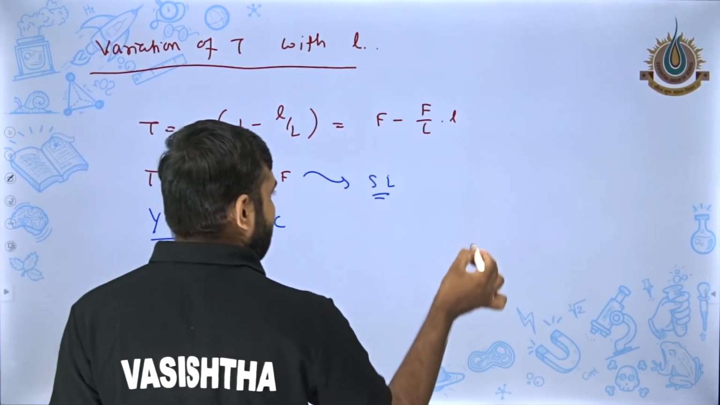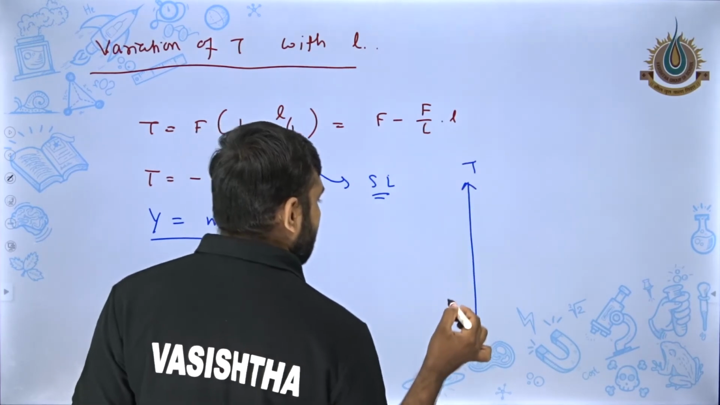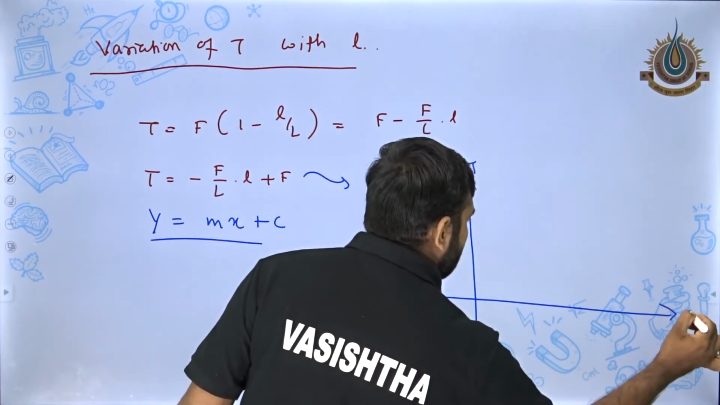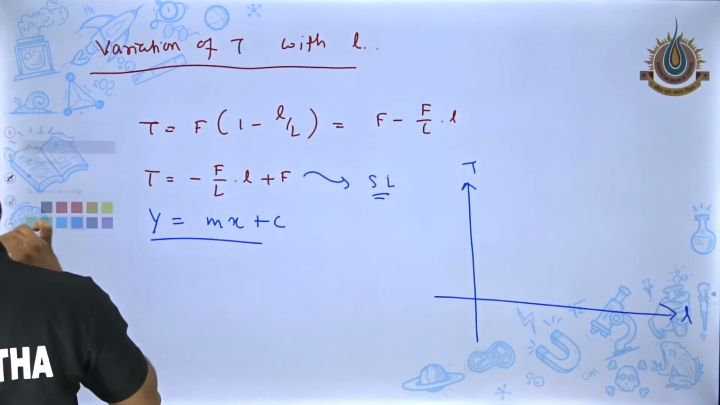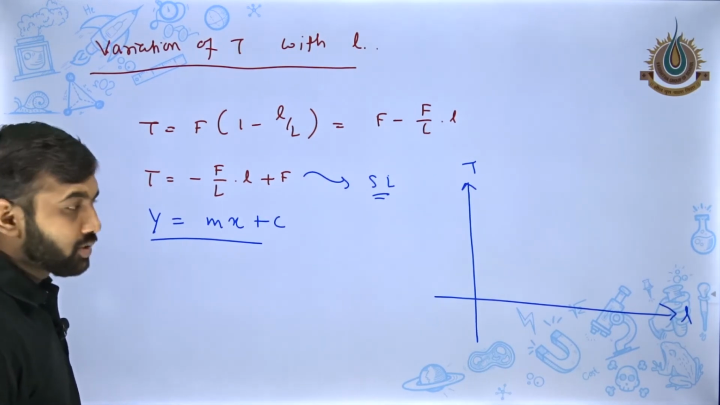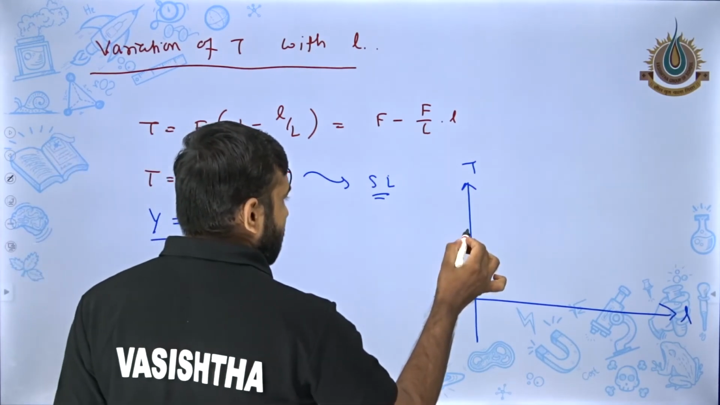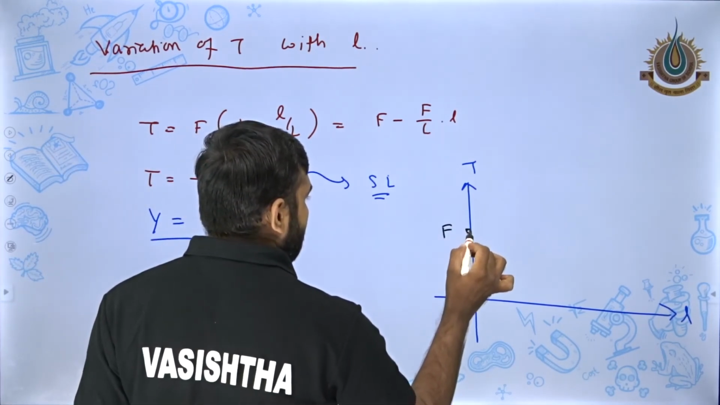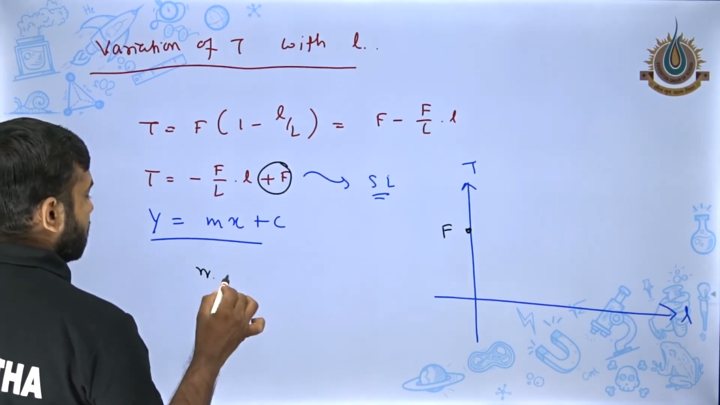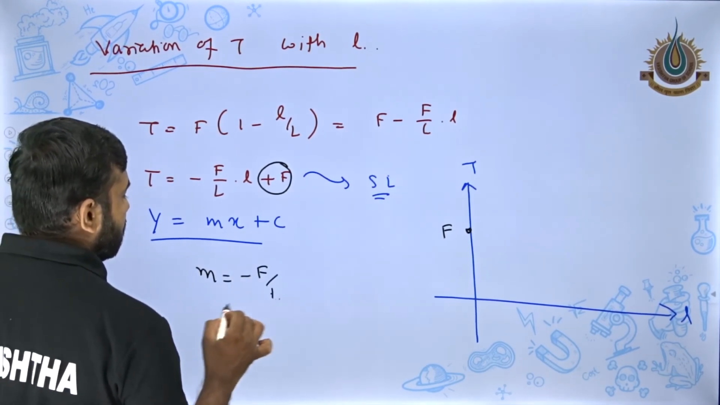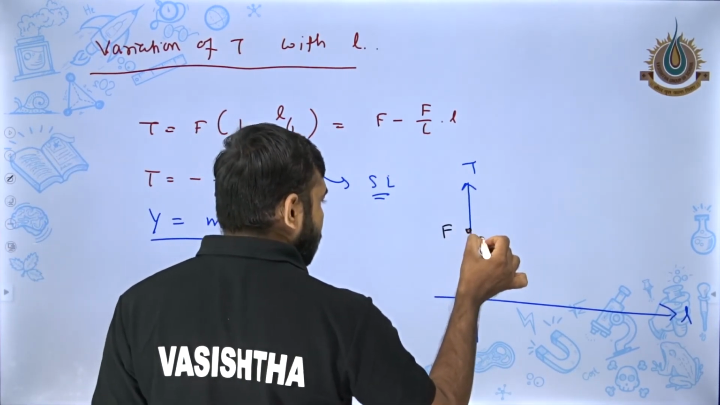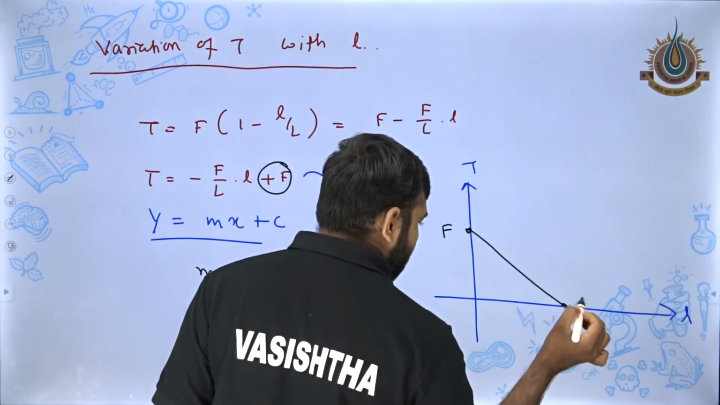Okay, if you draw the graph of t versus L, then what is its maximum value? What is its maximum value? So its intercept is f. Intercept is f. So यहाँ पे मान लो कि f है. Its slope is negative. M is equal to minus f upon L. So slope is negative. So draw the line like this up to this point.